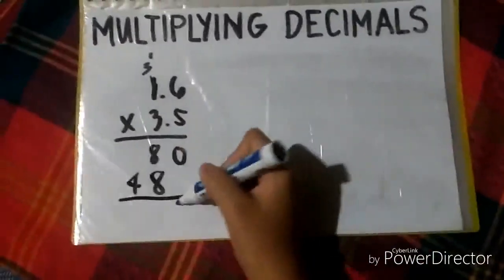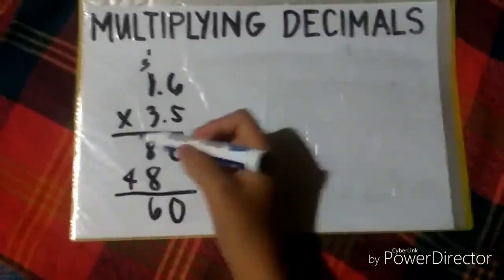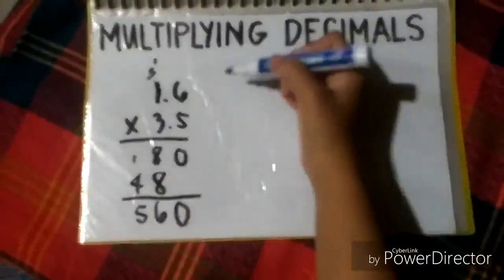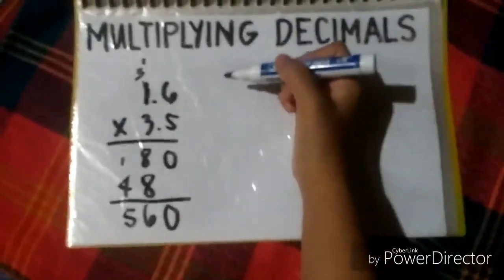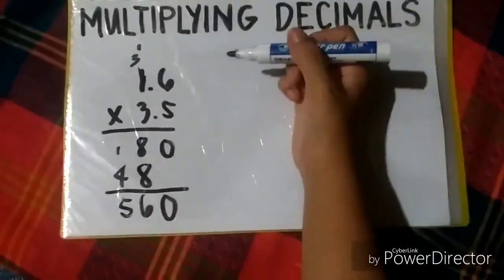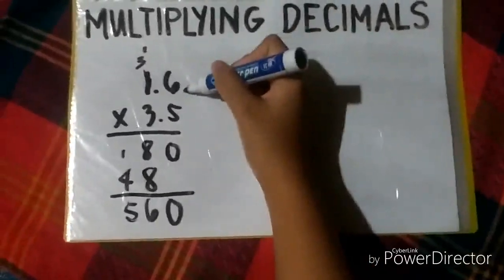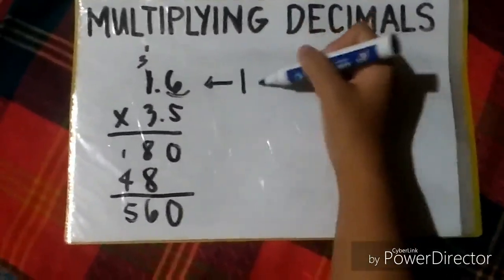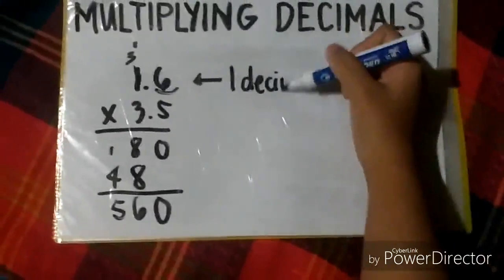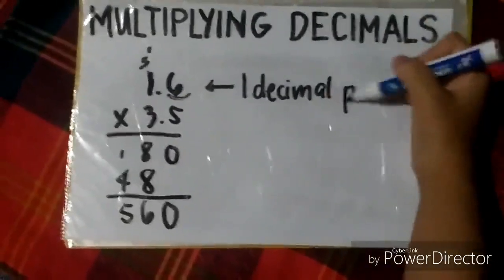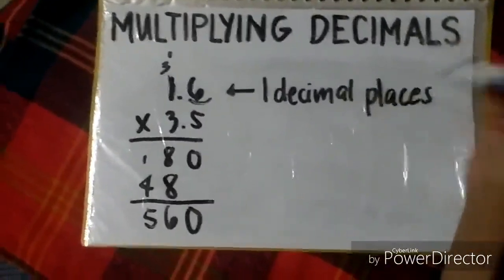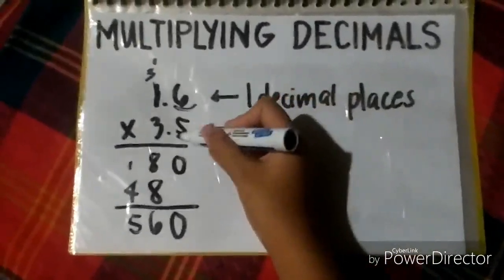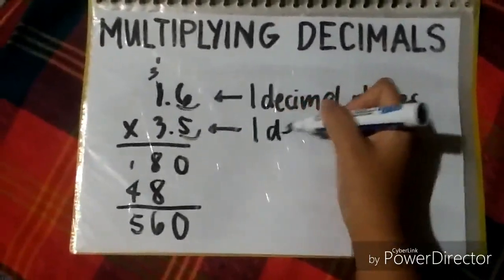So let's add these, bring down 0. 8 plus 8 is 16, carry 1. 4 plus 1 is 5. Next is to count the decimal places. Let's start from here. There is 1 decimal place for this one. And here, there's also 1.